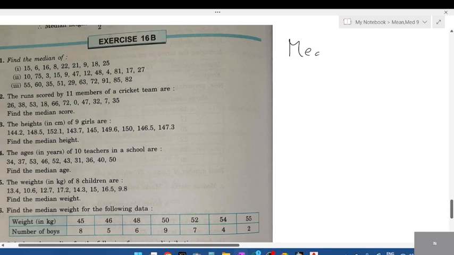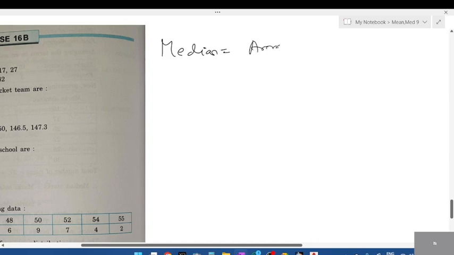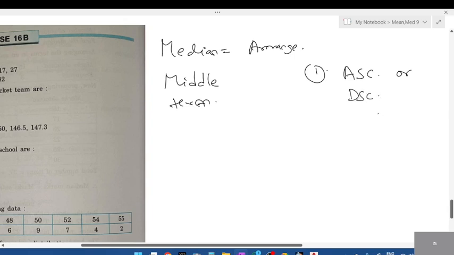Mean formula I gave you all. Median. Whoever had attended, did you understand this? See, the meaning of median is the middle term, students. Exactly the middle term, we call it median. There are two formulas for this. The first step is you have to arrange it in ascending or descending order. We usually arrange them in ascending order. Whatever data is given, arrange it in ascending order.